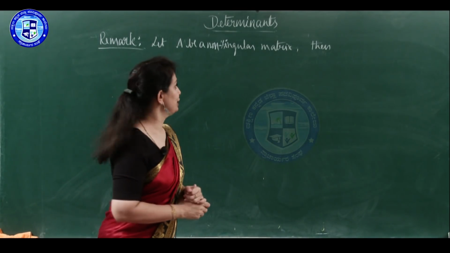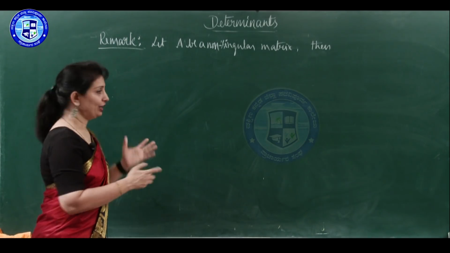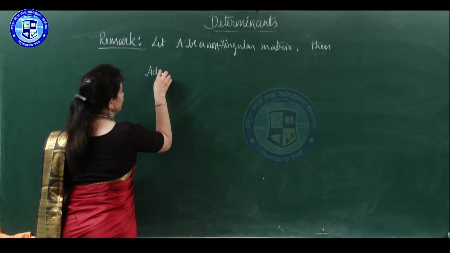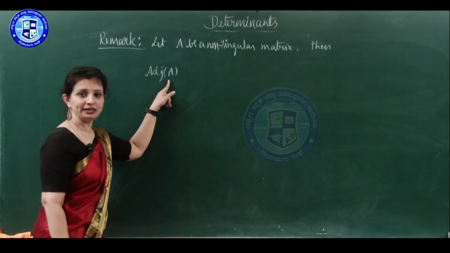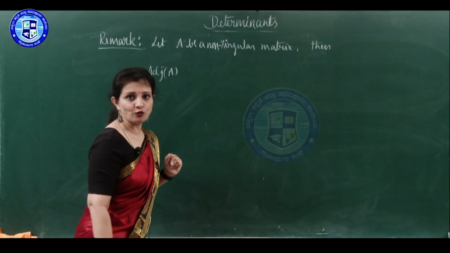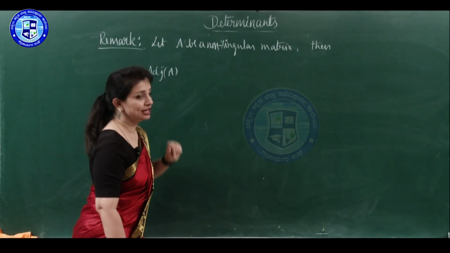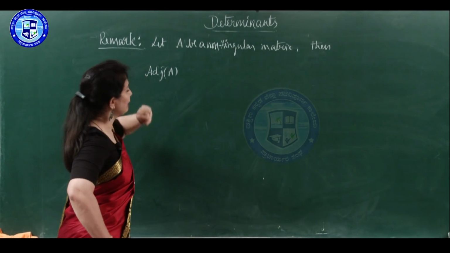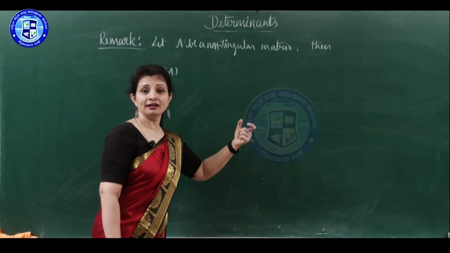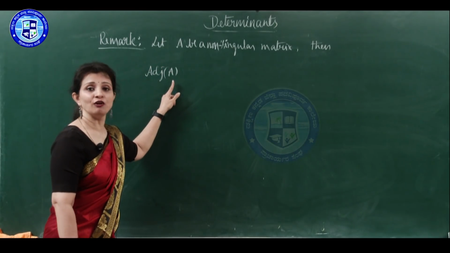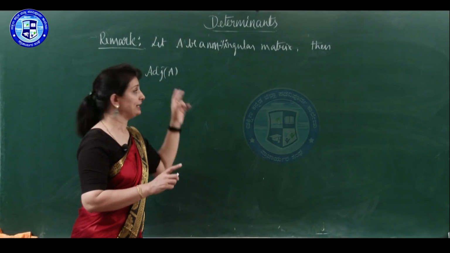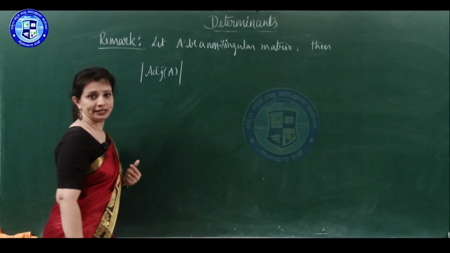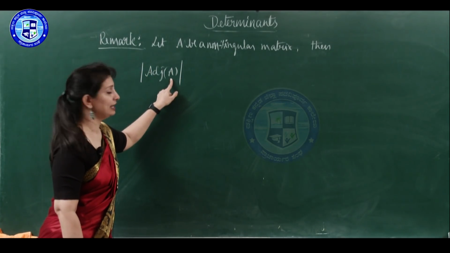Let A be a non-singular matrix, then you know how to find the adjoint of A. Adjoint A is the transpose of the cofactor matrix. How to find that? You have to find the cofactors of each element of matrix A, and then if you take the transpose, that is how we get the adjoint of A. Suppose you want to find the determinant of adjoint A. Is it possible to find the determinant of adjoint A?